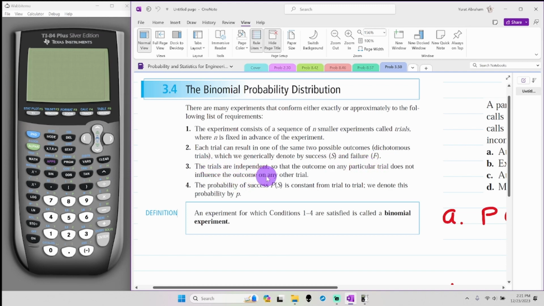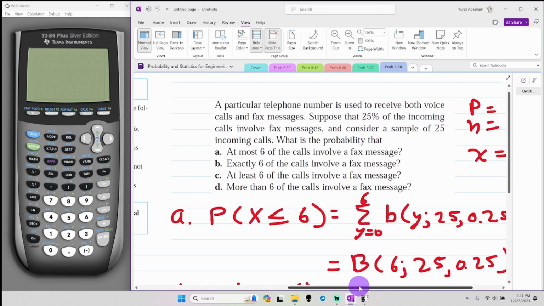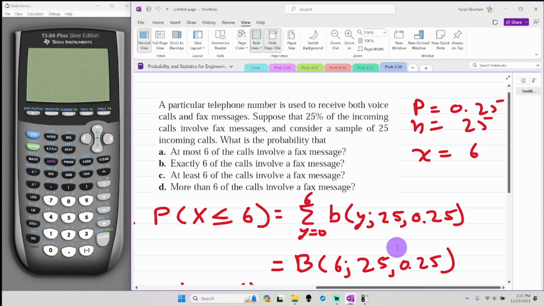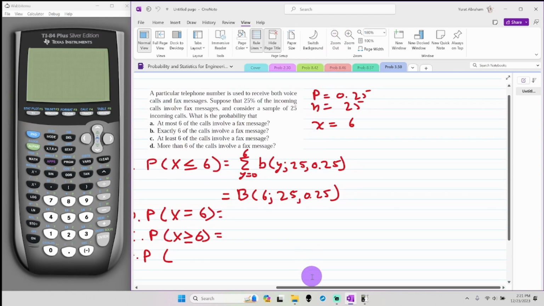Trials are independent. That means one does not influence the other outcome. The probability of success is constant. That means that the 25% probability stays 25%. Okay. All right. Let me zoom out a little bit here.